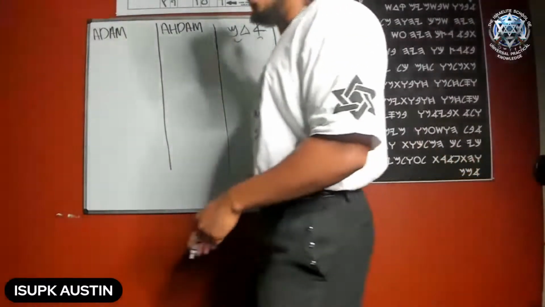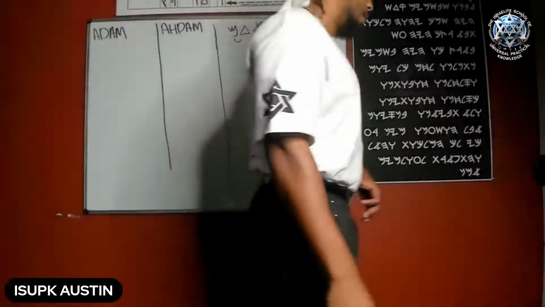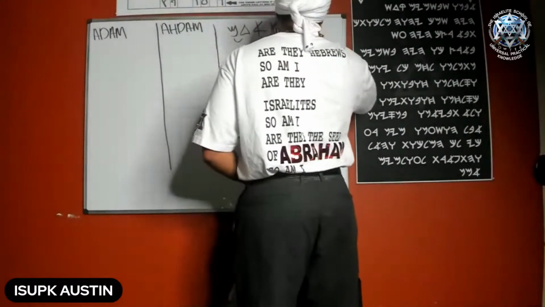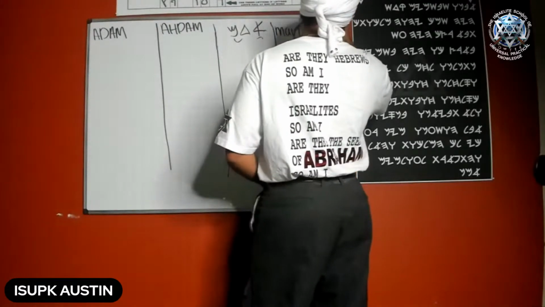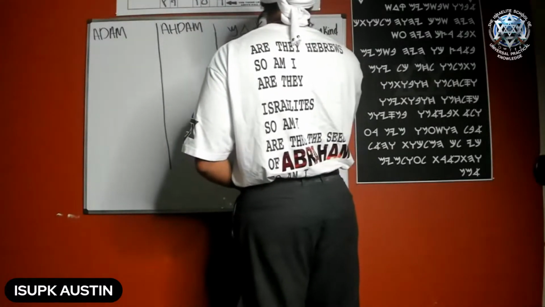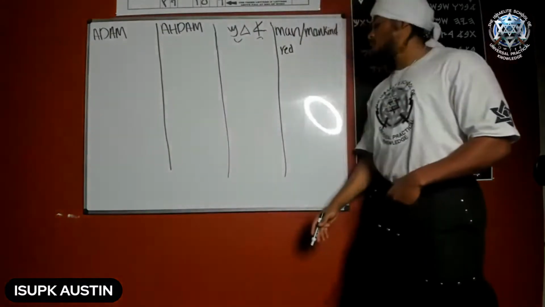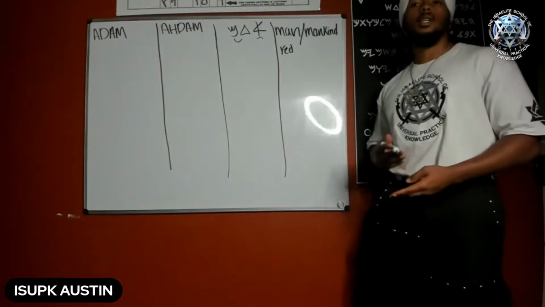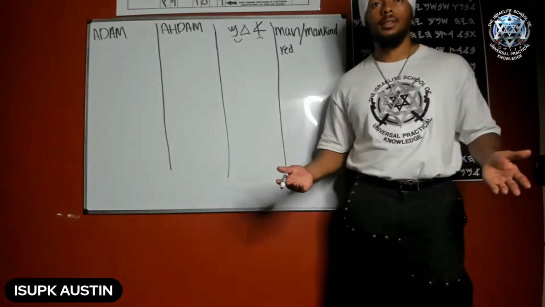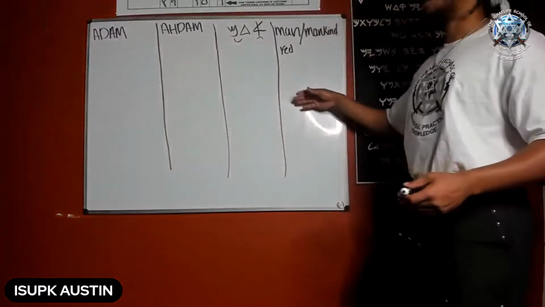All right. So what does Adam mean? What do you think it means? Man or mankind. Good job. It also means red, right? There's a root word for red. You have to understand why it can mean red, because Hebrew never has just one definition. If I say Adam, it could mean man or mankind, or by context it could mean red.